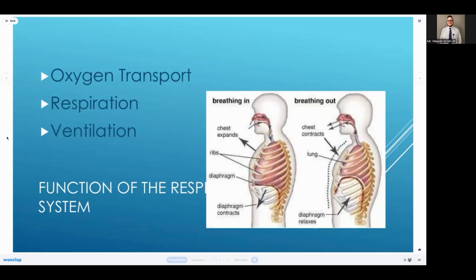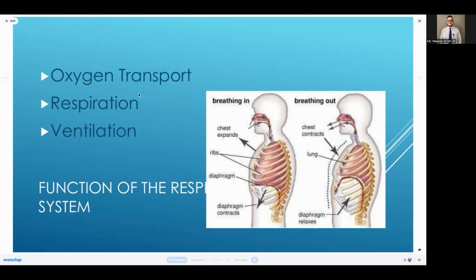So, the goal of the function of our respiratory system, pretty straightforward: oxygen transport, respiration, ventilation. I would also say oxygen and CO2, carbon dioxide transport. Gas exchange is the epitome of why we breathe. We definitely need oxygen, but it's just as important for our lungs to regulate our CO2 level.